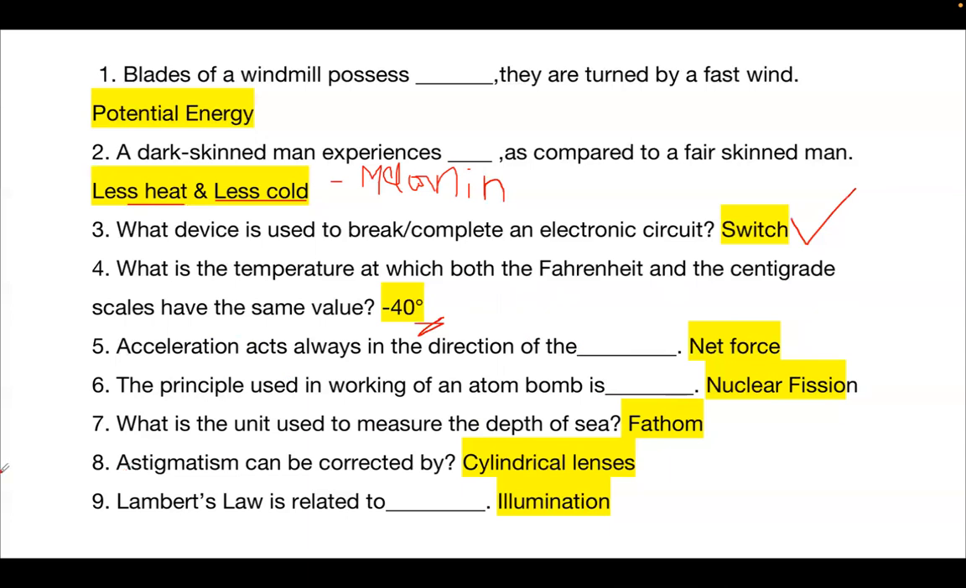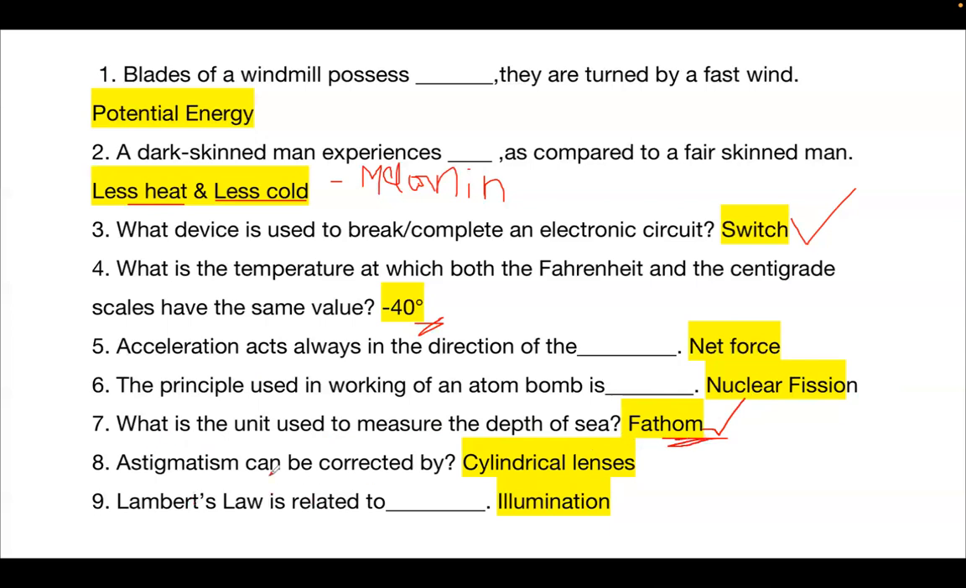And the next one is the principle used in working of an atom bomb. Atom bomb. So it is nuclear fission. Okay. Nuclear fission is different and nuclear fusion is different. Okay. And the next question is, what is the unit used to measure the depth of the sea? So the sea depth is measured by a unit called fathom. Okay. This fathom is used to measure the depth of the sea.